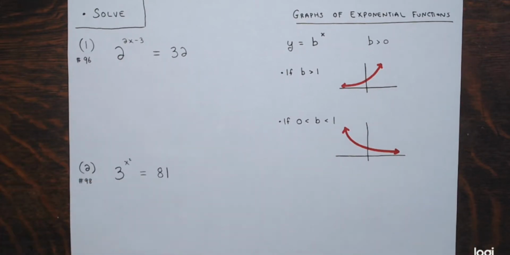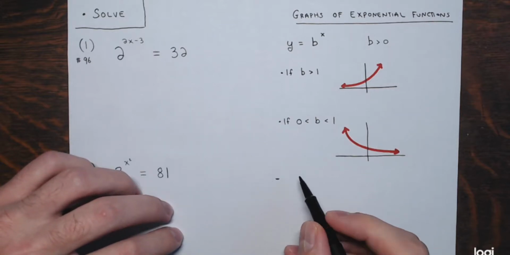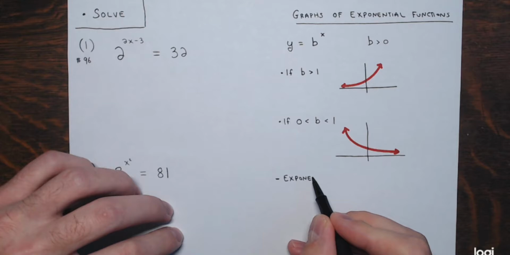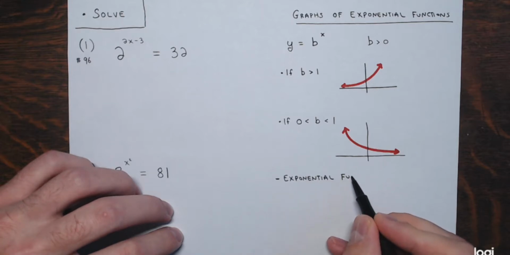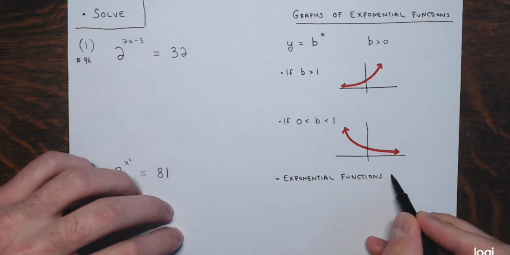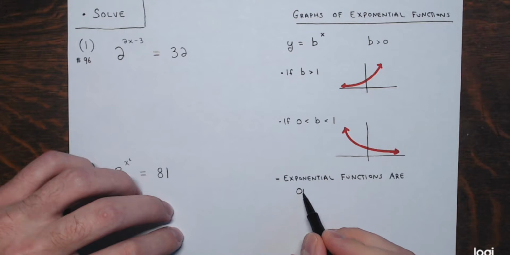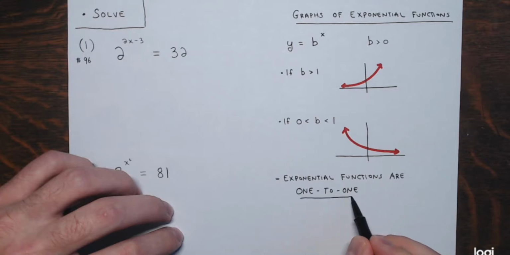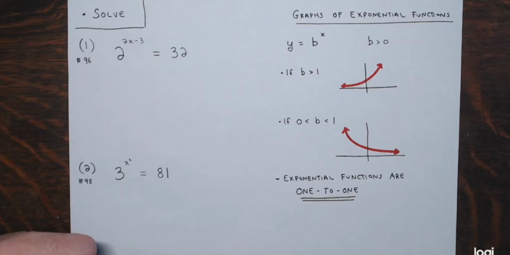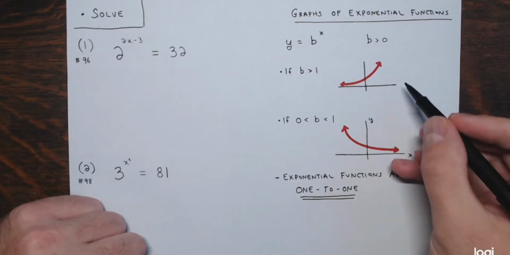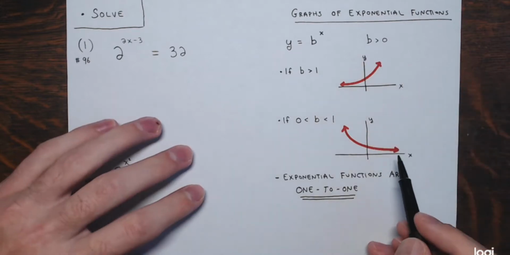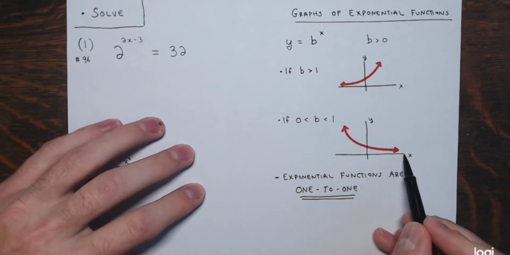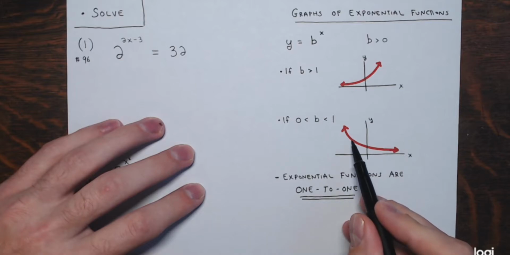But in either case, exponential functions are what they call one-to-one. They're called one-to-one, meaning that, again, let me label these x and y axes here. That just means, first of all, it's a function. So every x value in the domain goes to exactly one y value in the range.